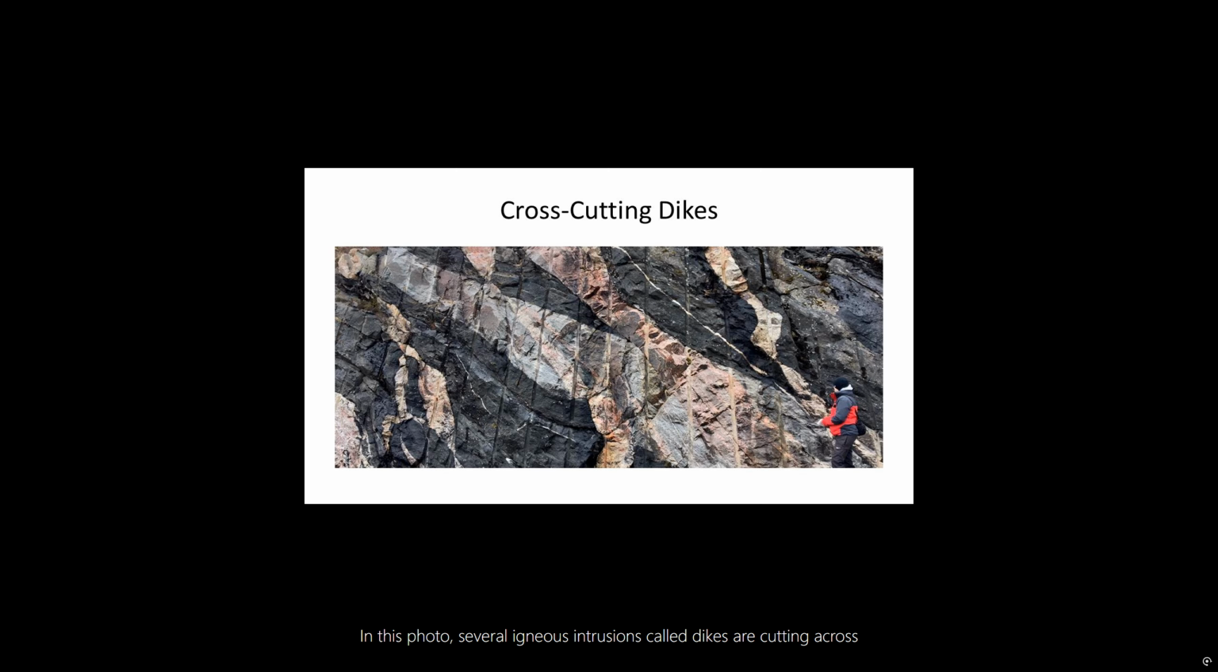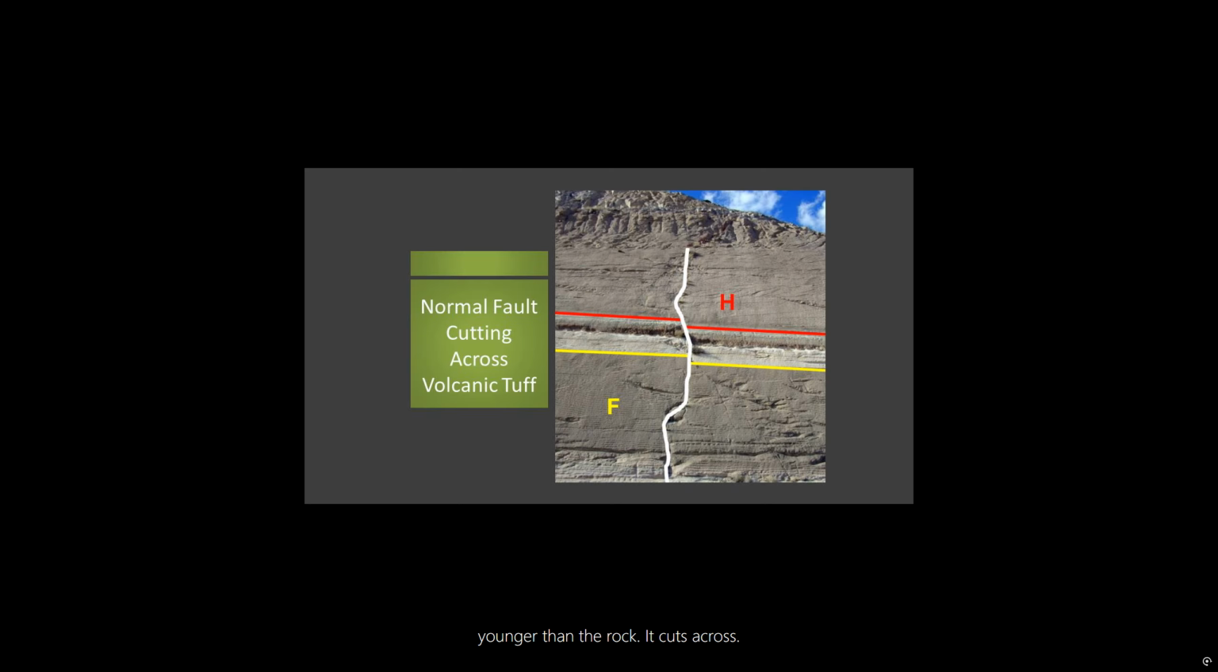In this photo, several igneous intrusions called dikes are cutting across another igneous rock. This means that the dike is younger than the rock it cuts across. In this photo, the white line is tracing a fault through volcanic ash beds. By the principle of cross-cutting relationships, this means the fault is younger, since it cuts through all of the exposed beds that had to have been there first.